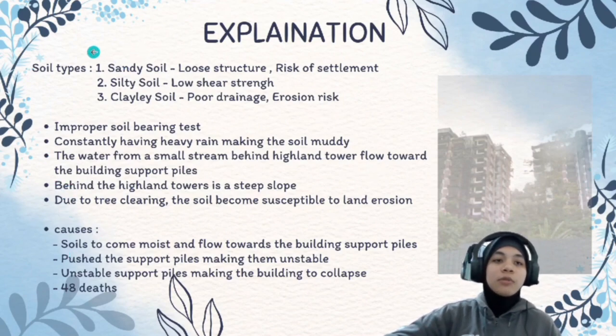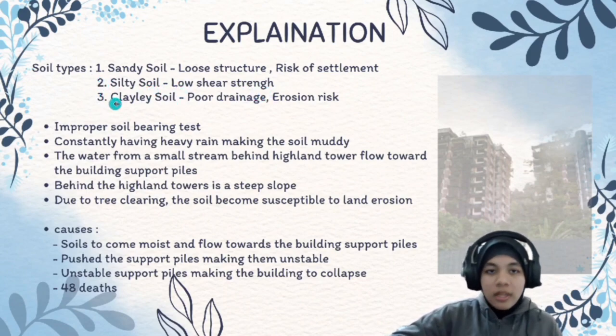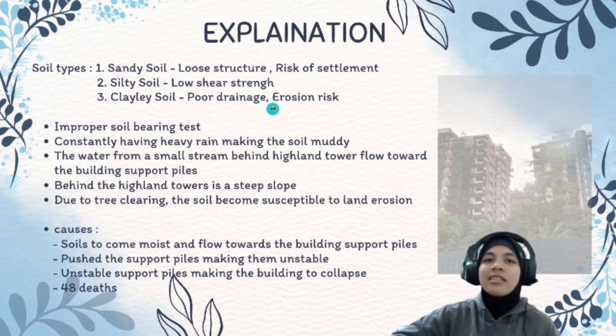First is the soil types. They have three soil types. First is sandy soil, known for its loose structure and risk of settlement. Second is silty soil, which has low shear strength. Third is clayey soil, which has poor drainage and also a high risk of erosion.